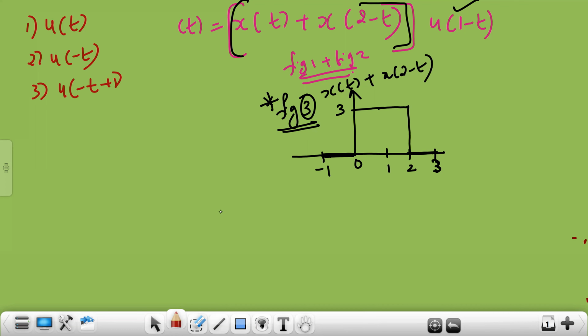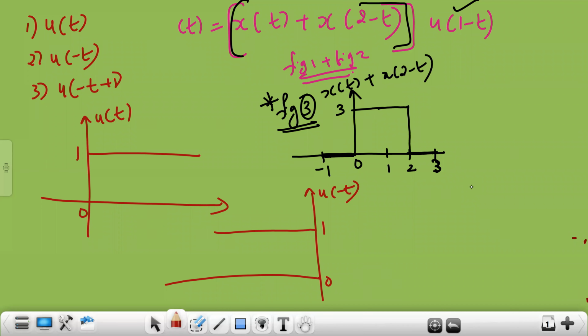So first we will plot u of t, which is very familiar to you. That is nothing but the unit step function, whose amplitude is 1. Next thing is we will be plotting u of minus t, which is a time reversal function, and the amplitude is still at 1, but it comes towards the negative side. And the next thing, we have to be very cautious about u of minus t plus 1, to which side you will shift.